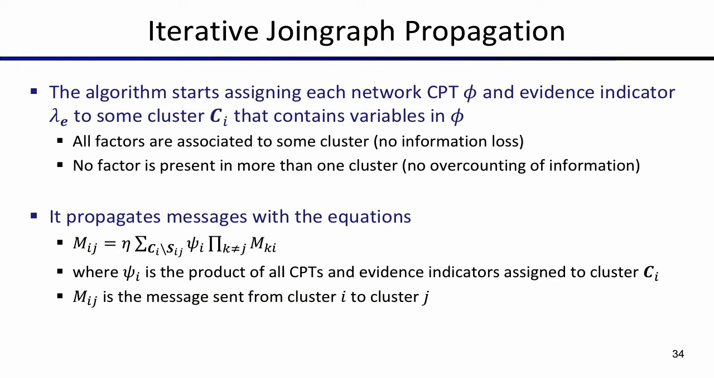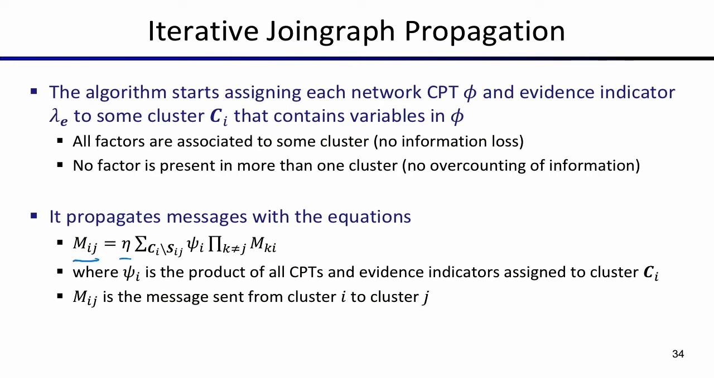So now we're going to use the old notation that we had before. We're not going to use the lambdas and the pi's anymore. We can express the messages just using this notation here, the m_ij. So we're going to enumerate the clusters from 1 to n, and we're going to exchange messages from 1 to 2, and from 2 to 3, and so forth. The messages are the same that we have seen before. There is this eta here that is a normalization constant.